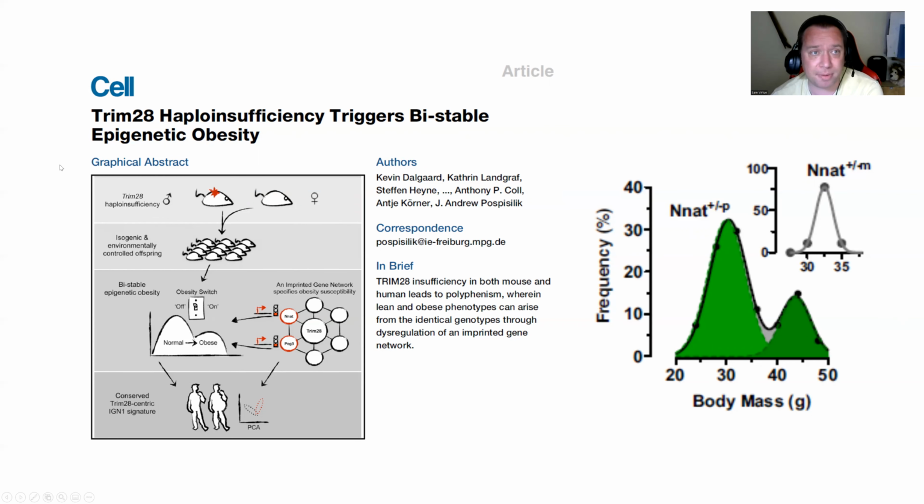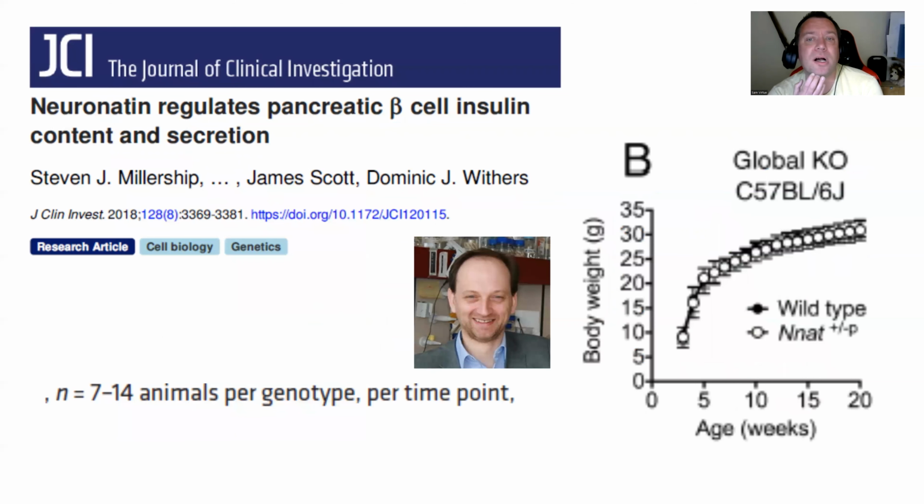In the original paper, the TRIM 28 haploinsufficiency paper in Cell from Andrew Pospasilic, we're looking at the peaks of these bimodal distributions being maybe about 15 grams heavier. So it's a big difference. Now, another group was working on these animals, the group of Dominic Withers, who we've collaborated with from my lab, which was TVP lab.